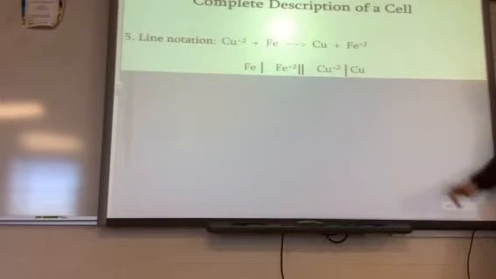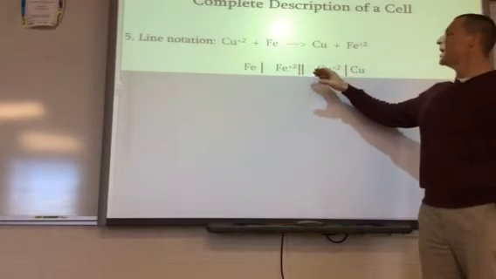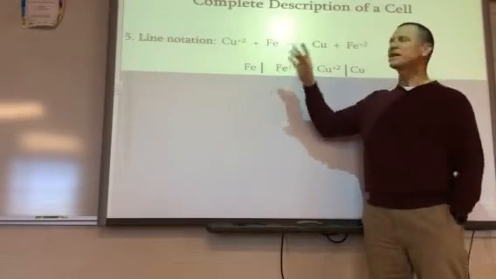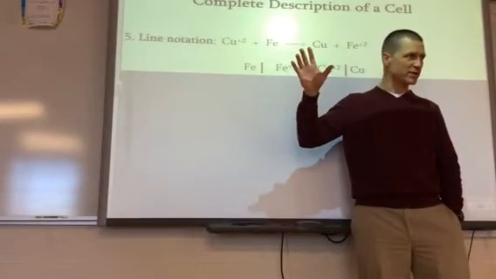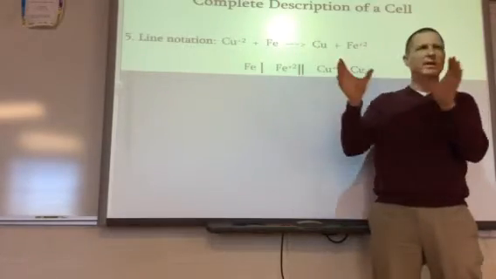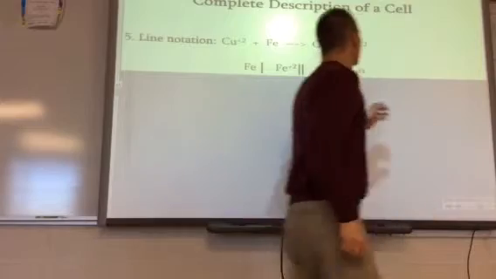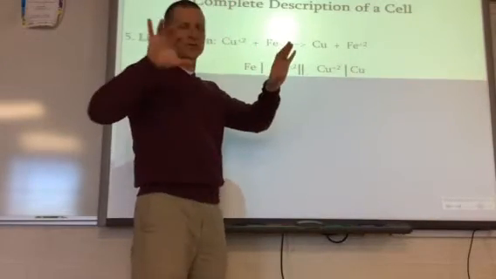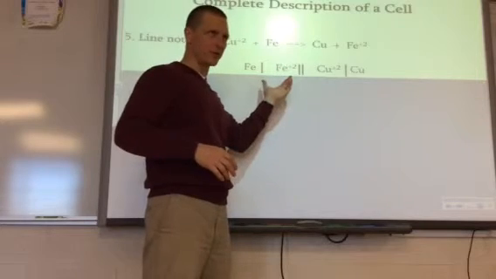So what we do when we write chemical equations in line notation, the thing that gets oxidized is always written first. So really what the line notation does is it breaks the chemical equation up into half reactions. The double line separates the anode from the cathode. Anode is always written first, always.